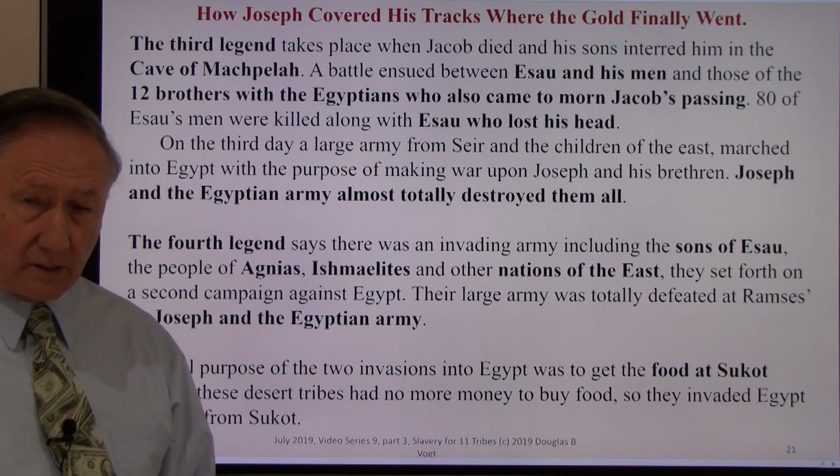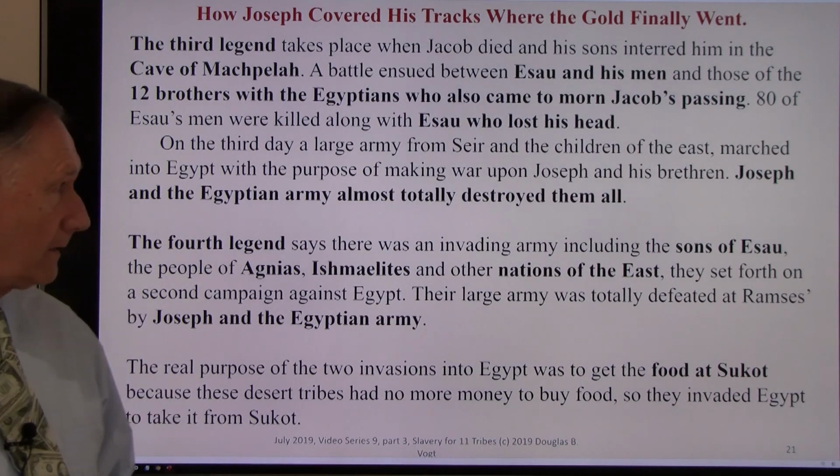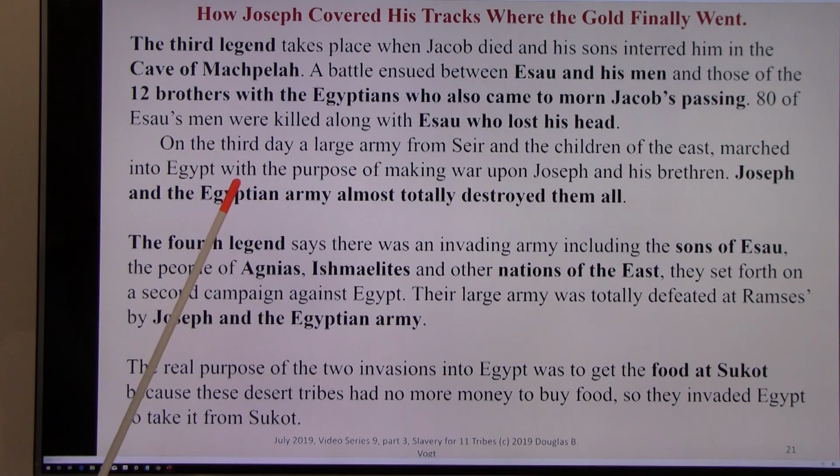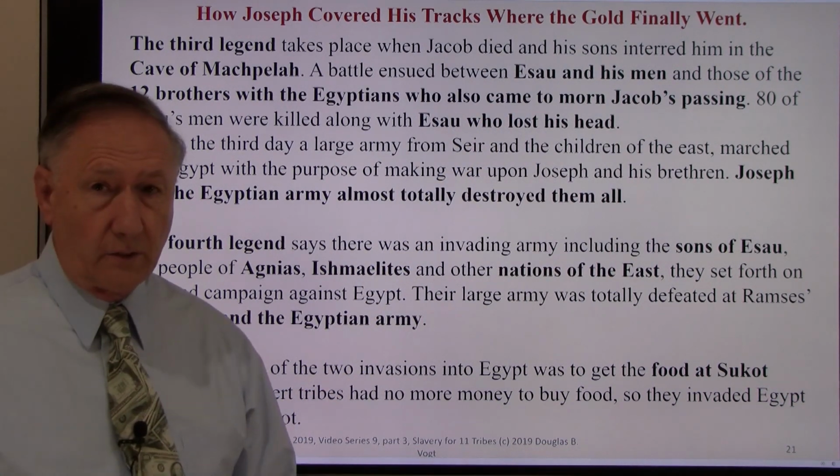Now that's in the Torah, in Genesis. Now, I'll go on a little further. Third day, well, I'm going to include this one. I think this one really belongs over here. They got a little confused. I'll explain what happened here. Dead men tell no tales.